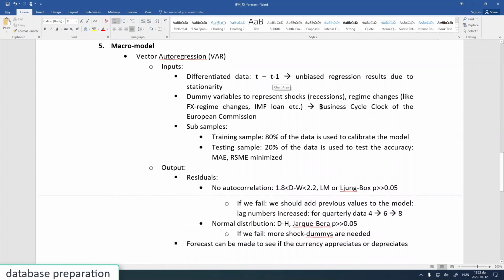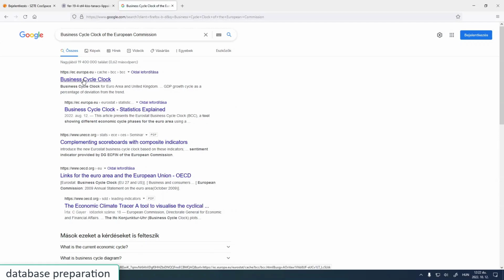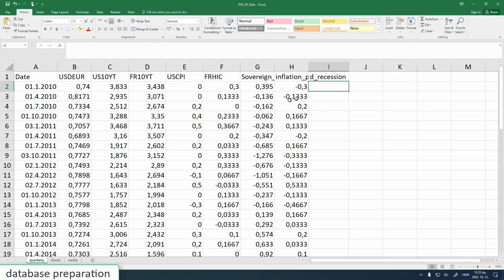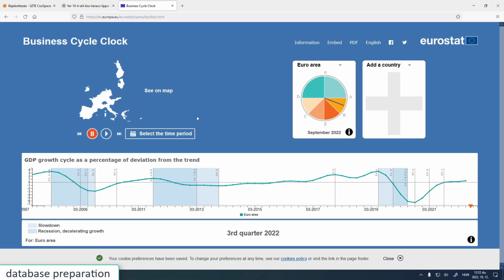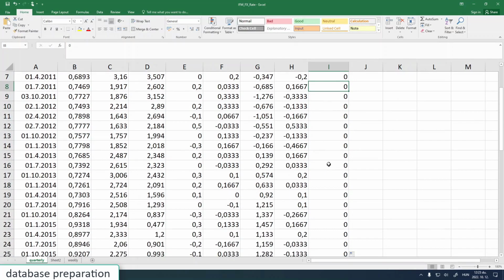And we should download the business cycle clock from the European Commission. Yeah, we can see that this is the first result on Google. Then we can see that our timeline starts in 2010. If something is dark, this is recession, this is just slow growth. The slow growth paths never work well, so we are excluding them because of practical experience of mine. The first recession happens in the third quarter of 2011 until 2013. So we are saying that, okay, everything is 0, and we're just writing in ones.